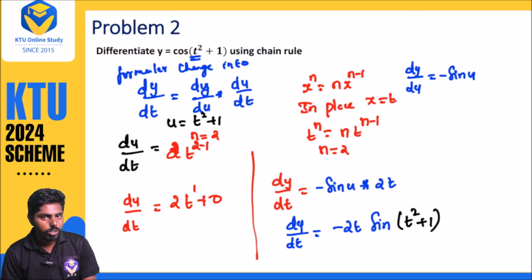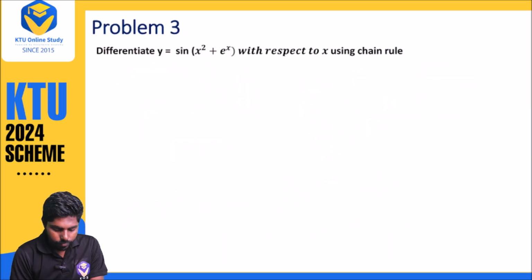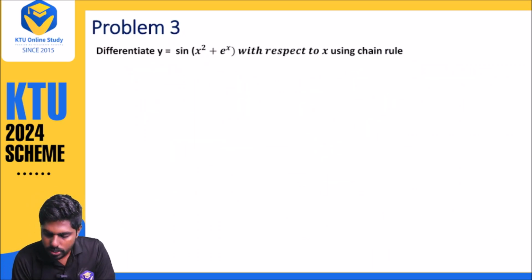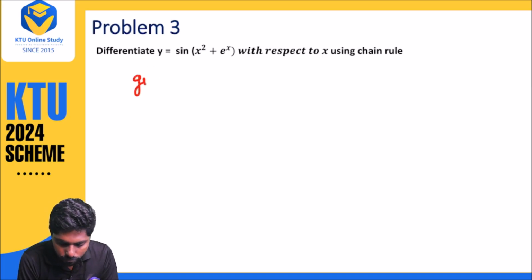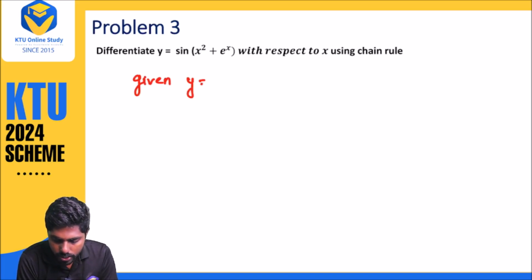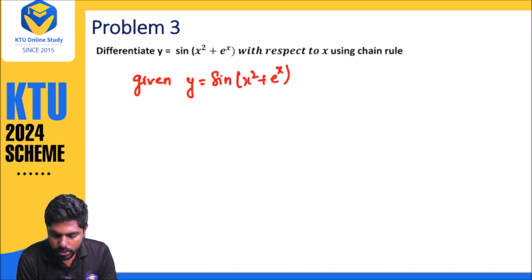The thing is, you want to know the derivatives. Just apply the formula and replace: in place of x, t is there, so just replace it with t. That's what you want to do. Now we will go to one more problem. See here, this is the chain rule. What is the thing they have given? Given y is equal to sin of x square plus e power x.